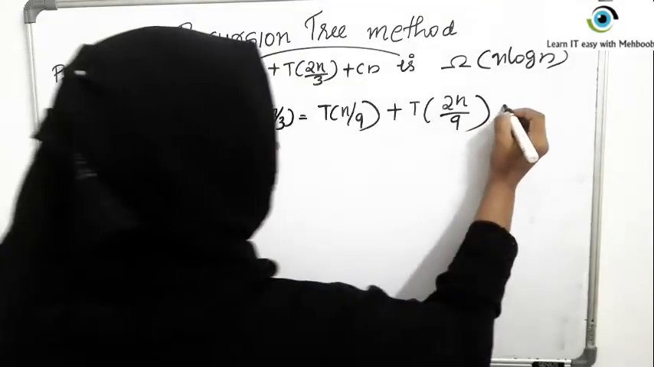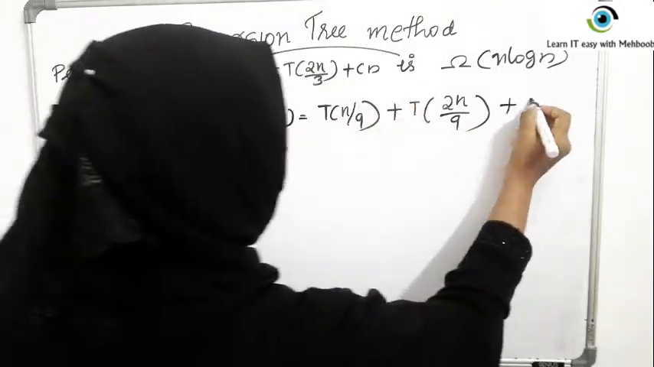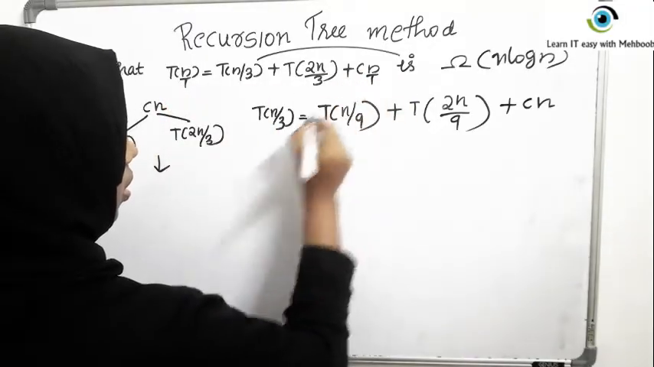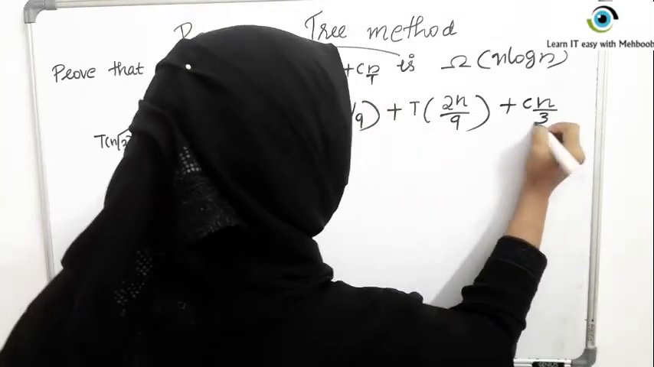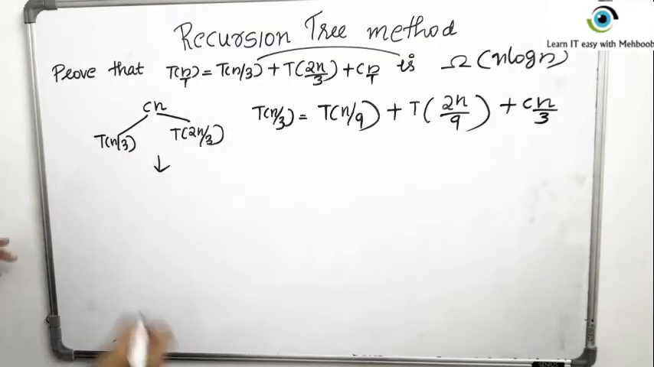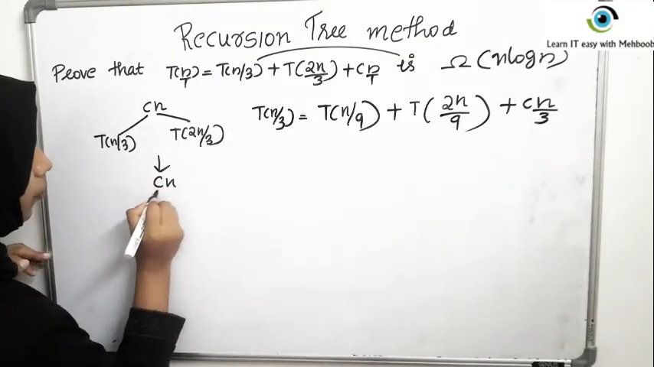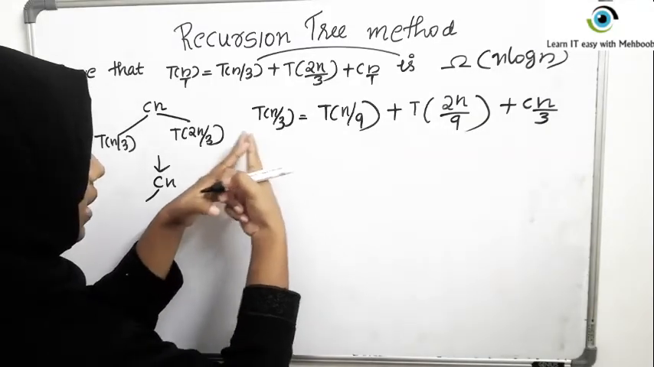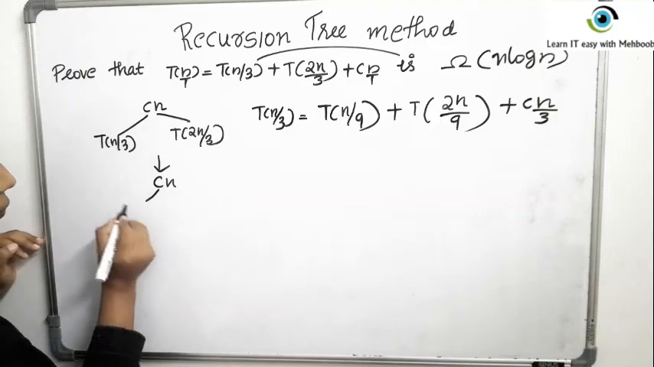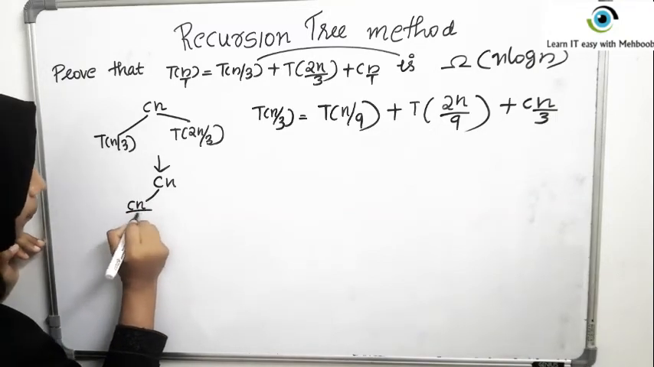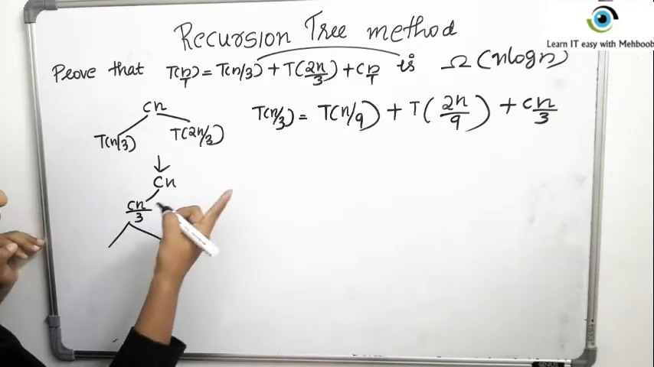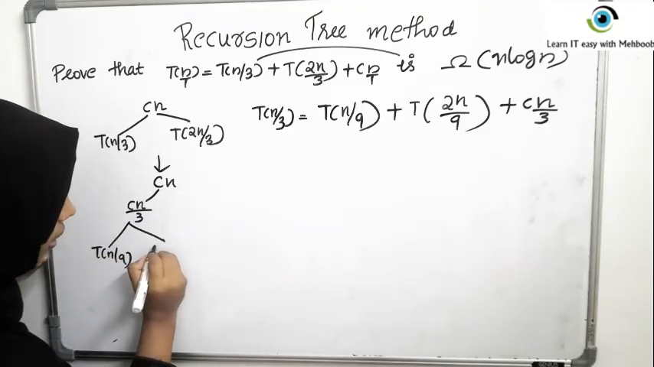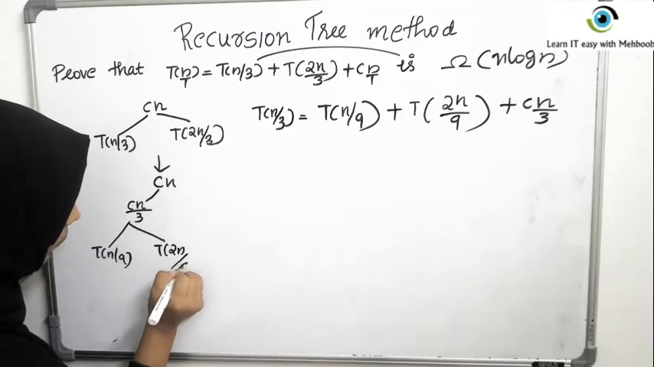So plus Cn, when it is 1, this is 1. When it is 3, this should be 3. Cn by 3. So the root is Cn. Sorry, this is how we expand T of n by 3. So when you expand T of n by 3, the root is Cn by 3, and the subproblems are T of n by 9 and T of 2n by 9.